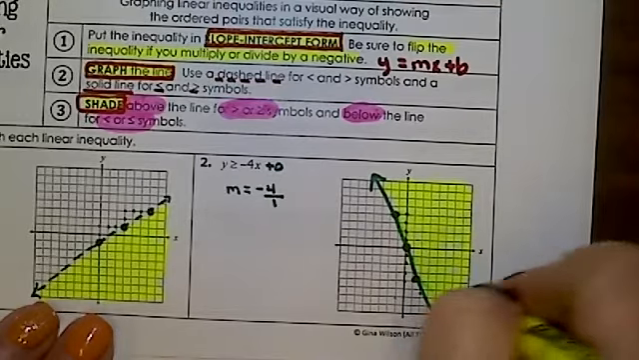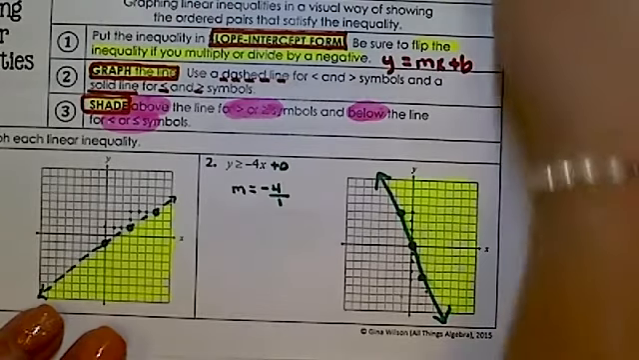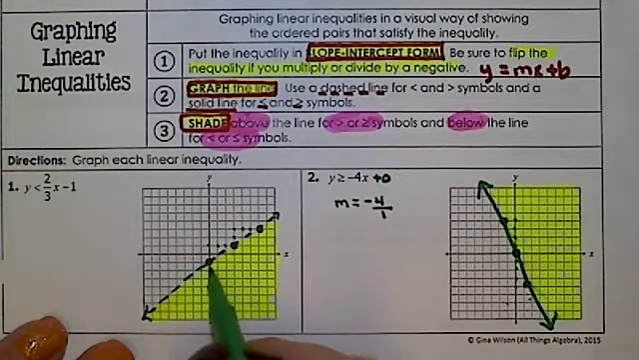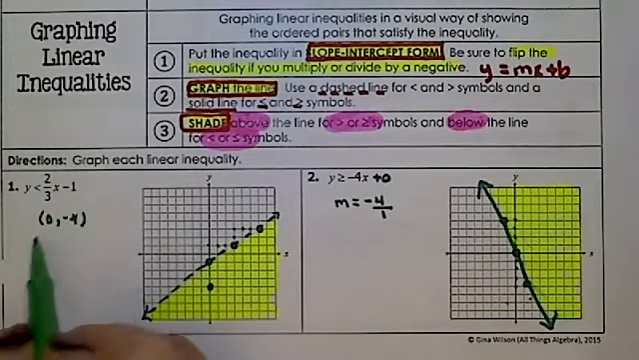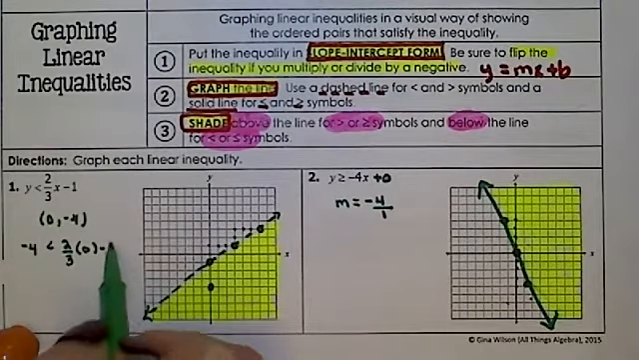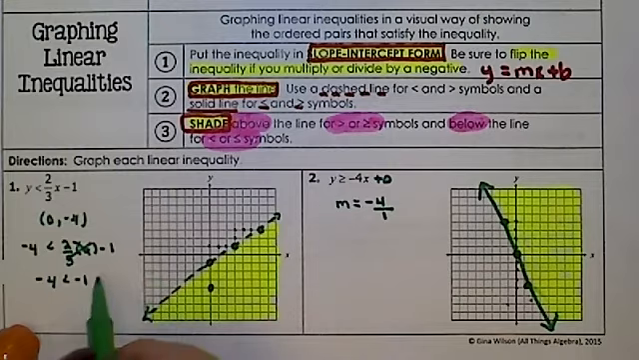Now, if you're ever uncertain, you can always test ordered pairs like we did at the beginning. And any ordered pair in that shaded region would make the inequality true. So if I go back here and I say, well, let's go ahead and test maybe 0, 1, 2, 3, 4. So if I want to test 0, -4, I would put -4 for the y, 0 for the x. That would cancel out. So -4 is less than -1, so I did color the right region.